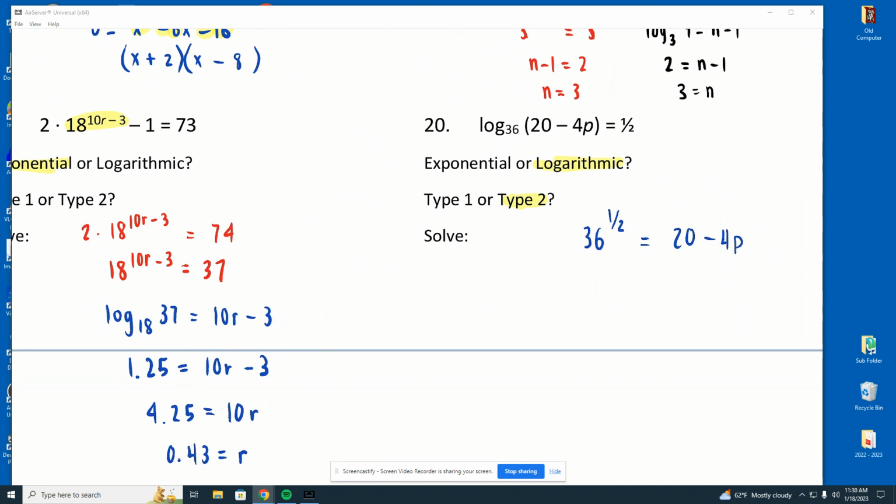So I'm going to type into my calculator 36 raised to the 1/2, and that gives me 6. So 6 equals 20 minus 4p. To solve this one, I need to move the 20 first by subtracting. So 6 minus 20 is going to be negative 14, and that equals negative 4p. So last step, I'm going to divide by negative 4. So negative 14 divided by negative 4 gives me 3.5. It gives me exactly 3.5. So there it is, okay?